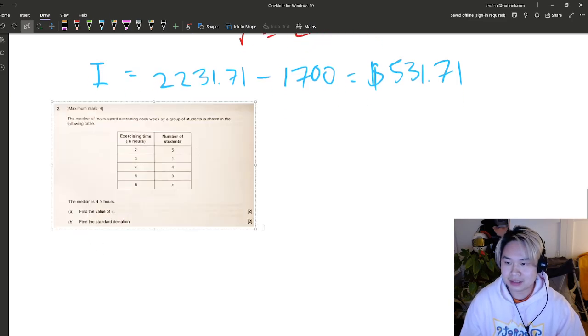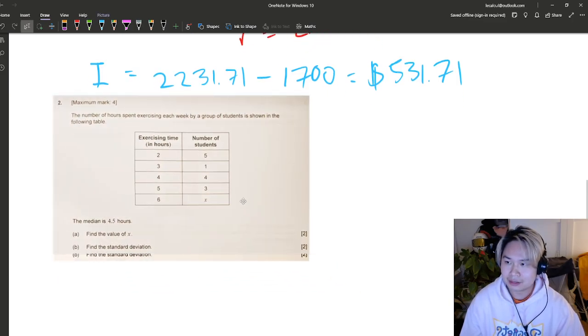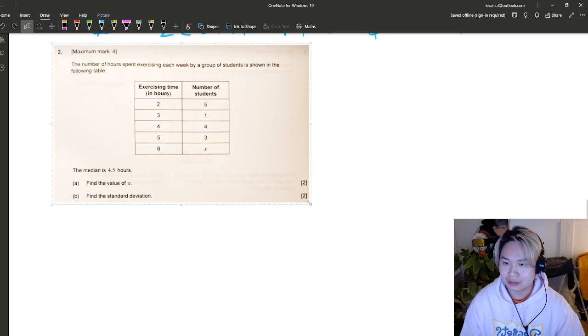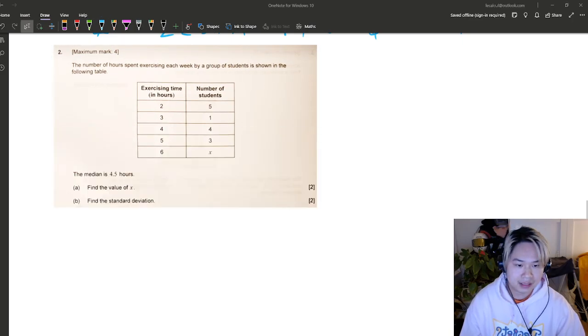And hopefully the music isn't too loud this time. My HL paper 1 was pretty loud. And I guess I can turn up my microphone too, but oh, never mind, it's already maxed out.